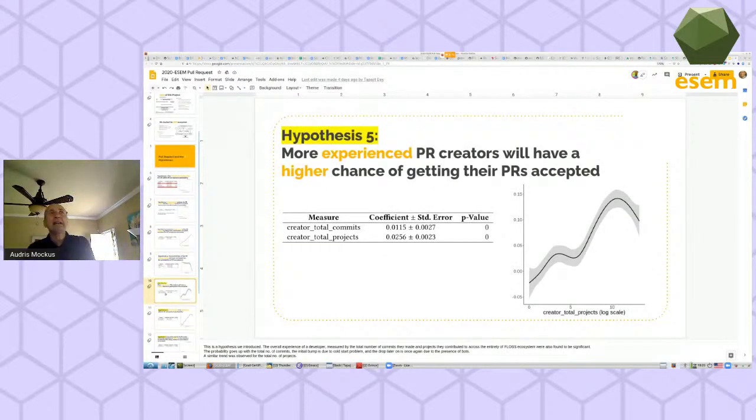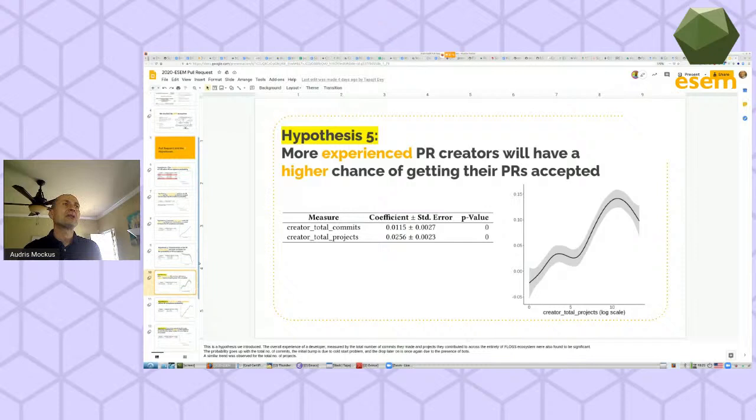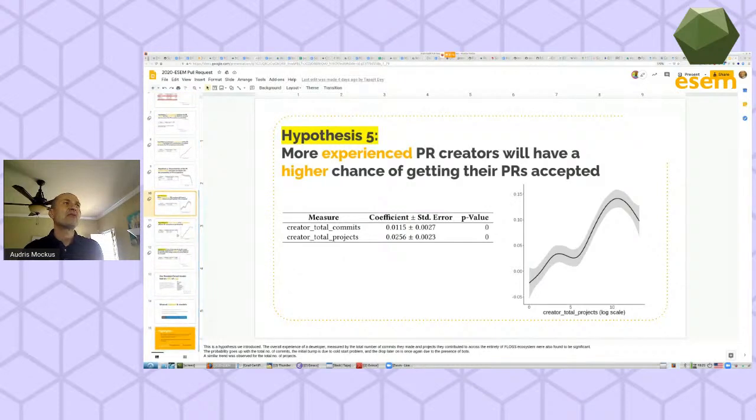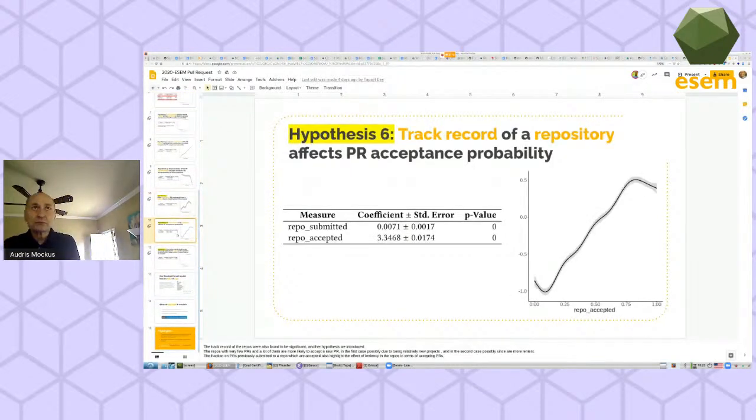Hypothesis five is that more experienced PR creators will have a higher chance of their PR accepted. Again, we measure experience by looking at the total commits of the creator, not just to the NPM projects, but to all open source projects. We measure both the number of commits and the number of different project repositories that a person participated in. And again, we see an increasing trend. It doesn't look to be very linear, but I'm almost 10 minutes out, so I'll try to finish off within a minute or so.